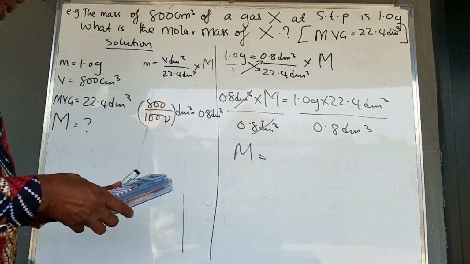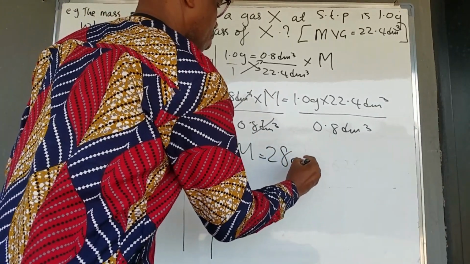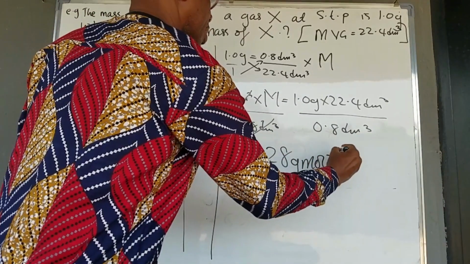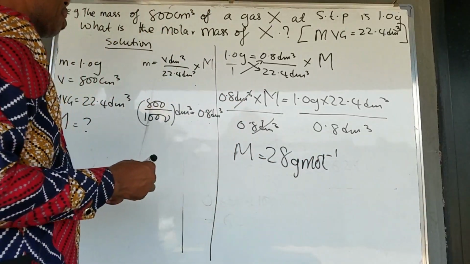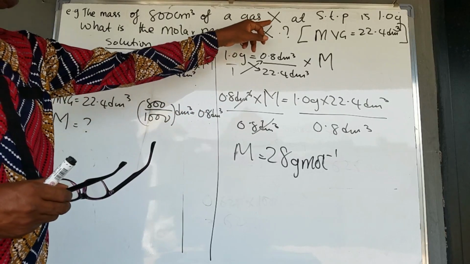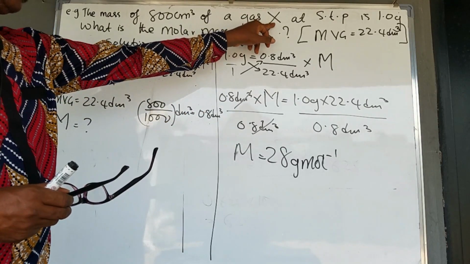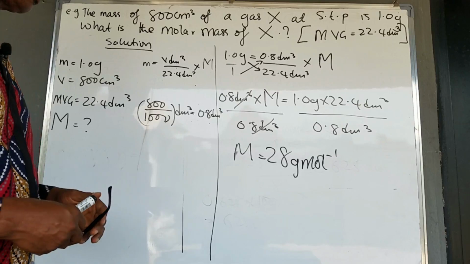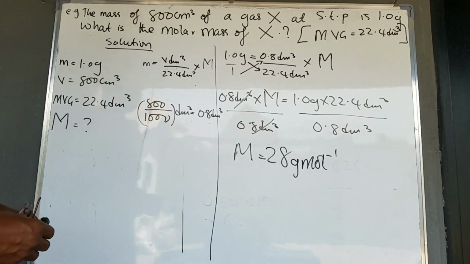Let's see what that will give us. The answer is 28 gram per mole. That is the molar mass of that particular compound, denoted as X here, which is 28 gram per mole.